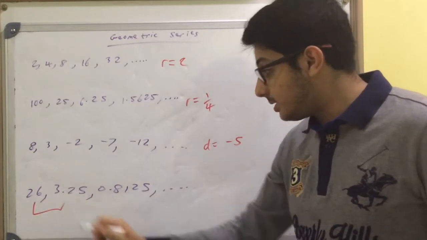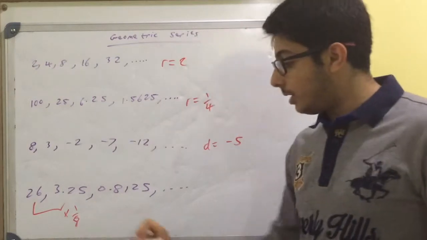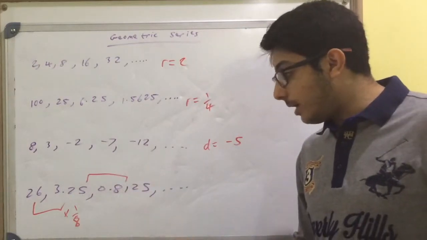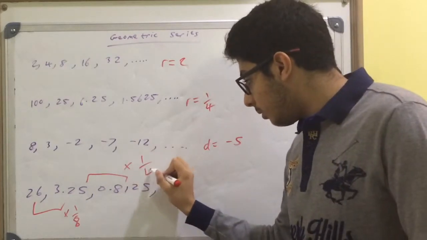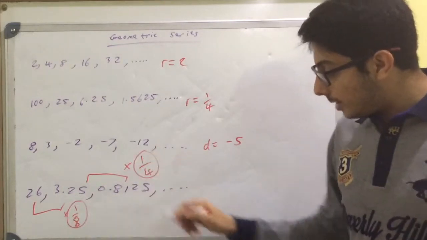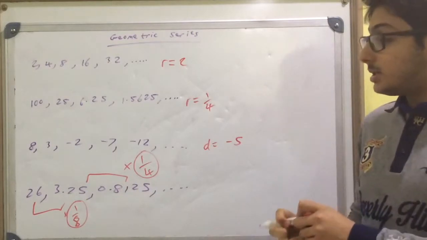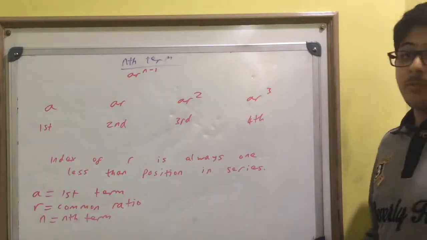To get from 26 to 3.25, you multiply by 1/8. To get from 3.25 to 0.8125, you multiply by 1/4. So the ratios are not common. It does not have a common ratio, therefore it is not geometric. Okay? Next. Okay, let's talk about the nth term.